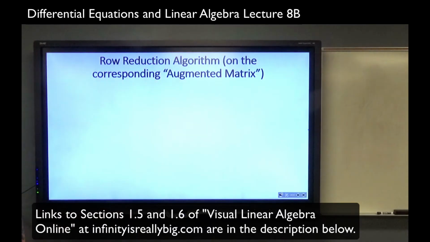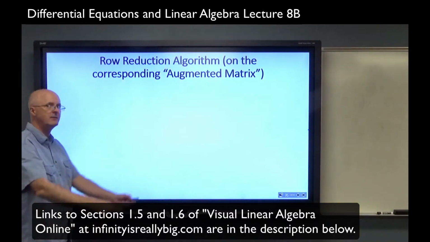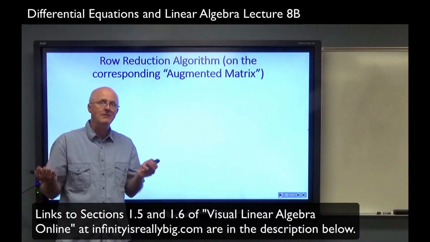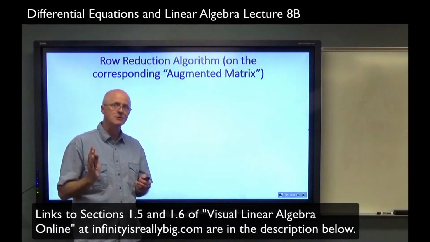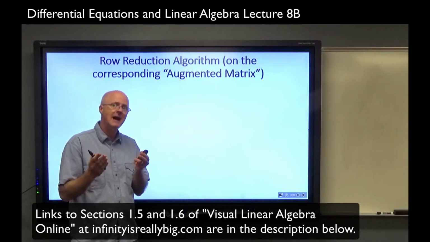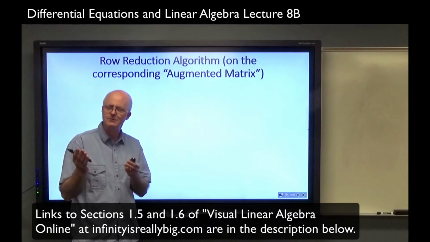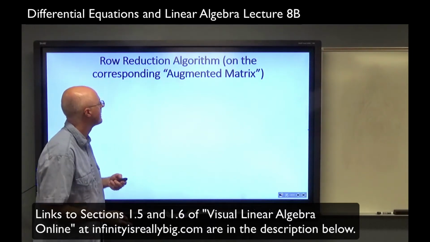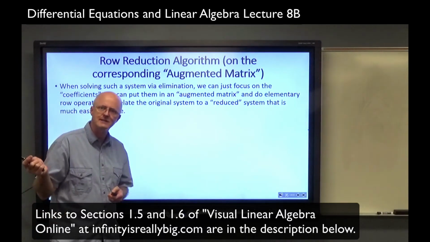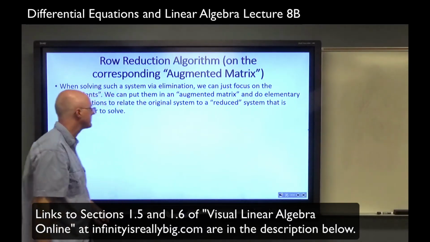That's what I'm about to show you, using something called the row reduction algorithm on the corresponding augmented matrix. So again, we talked about matrices in lecture 7b. It's an array of numbers, a certain number of rows, a certain number of columns. That's going to happen here again. But this is not a matrix for a linear transformation, at least we're not thinking of it that way initially. It's a matrix whose entries are the coefficients in the system that I showed you in the bottom right corner.